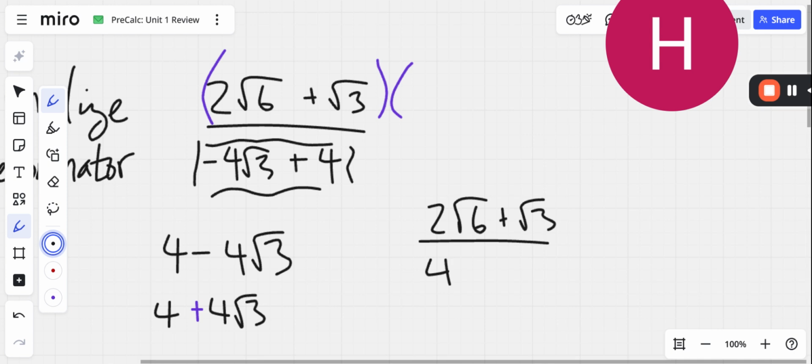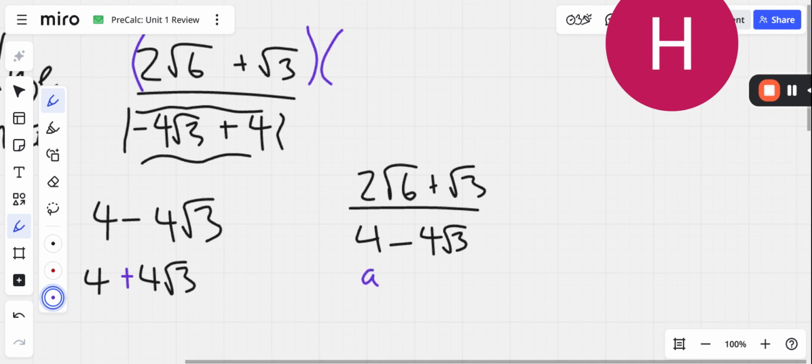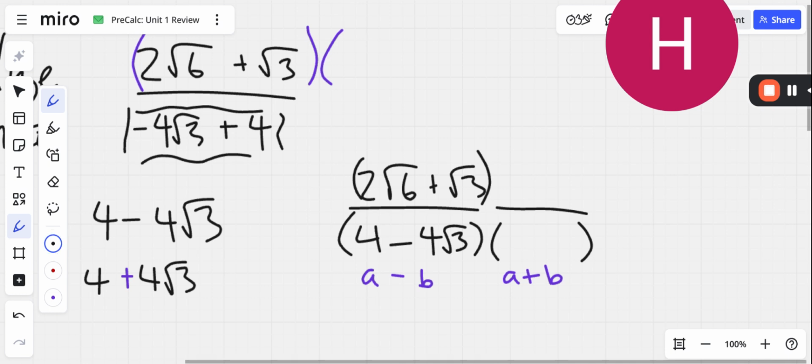I'm going to rewrite the denominator as 4 minus 4 root 3. I hope you're okay with that. This is the same as a minus b. So I want to try to multiply this by a plus b. What would I have to multiply by? I would have to multiply by 4 plus 4 root 3. And that's going to create a nice difference of squares in the denominator.